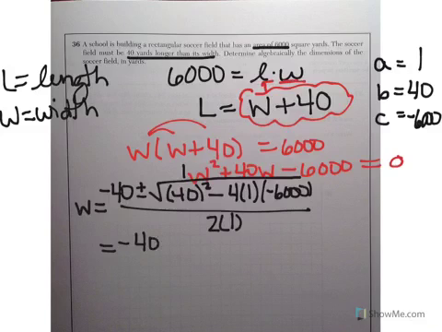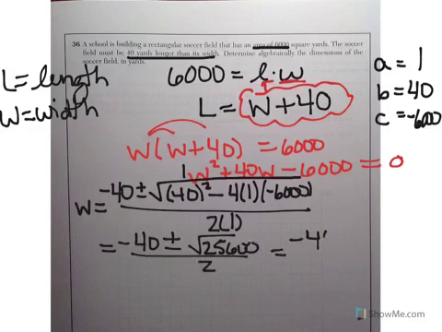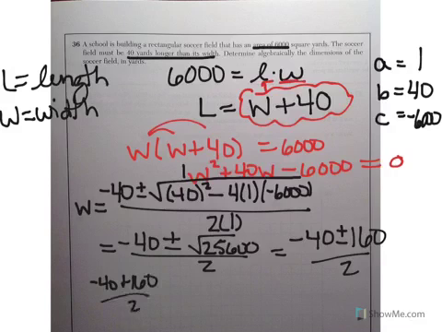So it equals negative 40 plus or minus the square root of 25,600, all divided by 2, which equals negative 40 plus or minus, well, the square root of 25,600 is 160, all divided by 2. So then I'll have two options. One will be negative 40 plus 160 divided by 2, or the other option is w equals negative 40 minus 160, all divided by 2.